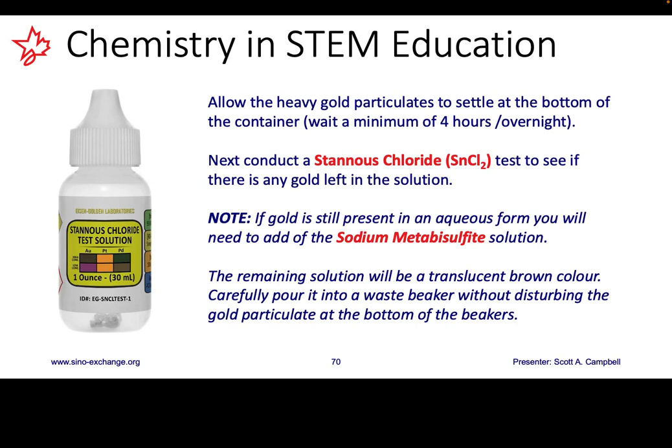Allow the heavy gold particulate to settle at the bottom of the container. Wait a minimum of 4 hours or overnight. Next, conduct a stannous chloride test to see if there's any gold left in solution. The remaining solution should be translucent brown. Carefully pour off the waste without disturbing the gold particulate at the bottom of the beaker. Check the waste with stannous chloride one more time to make sure that there's no gold in it before disposing of the waste solution.